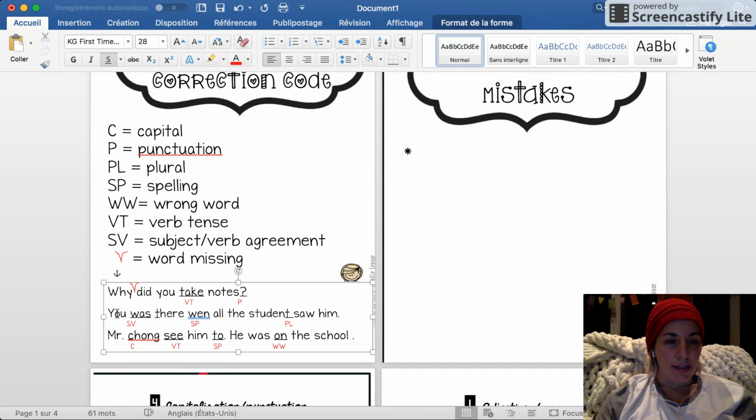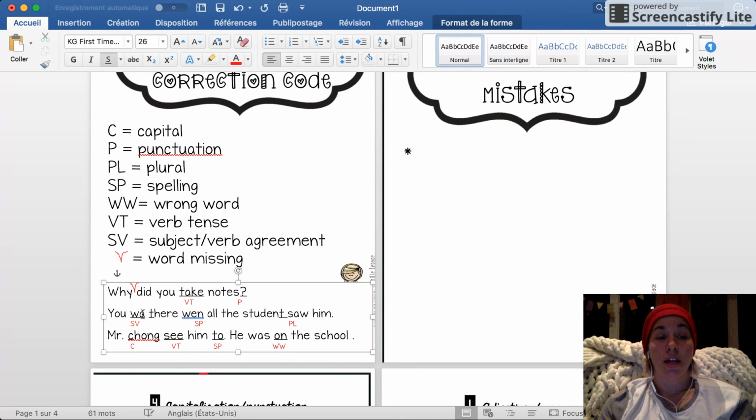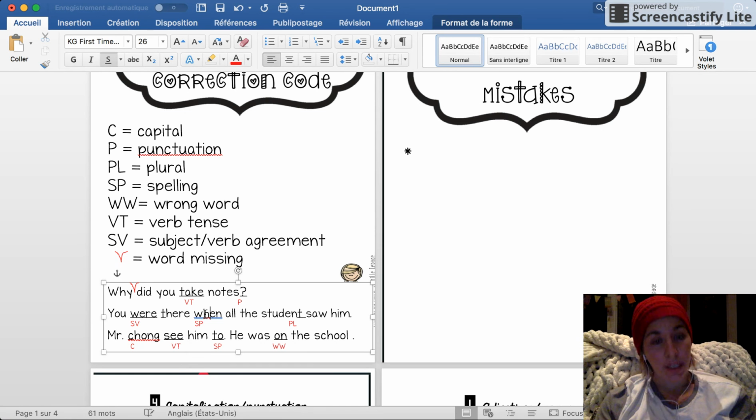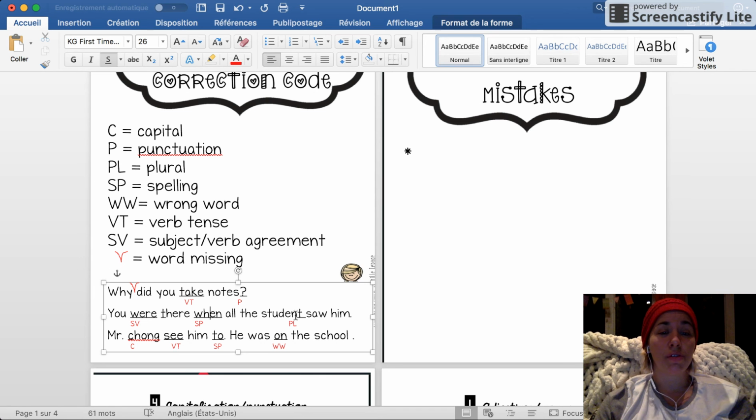All right, second sentence is you was there when all the student saw him. So here we have SV for subject verb agreement. So the subject doesn't agree with the verb, okay? You would be were there when, then we have SP for spelling, so it's not written correctly. When is W-H-E-N, all the students saw him. So all the students, so there were many students, so students should be PL for plural.